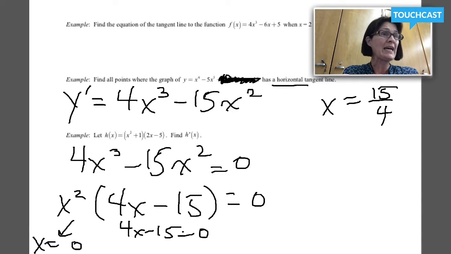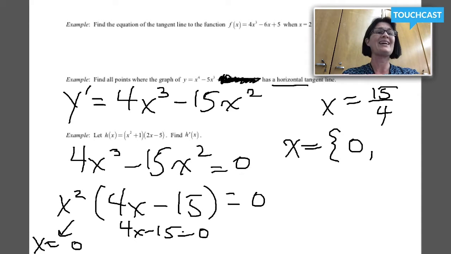If you show more steps when you solve that equation, that's fine. If you show fewer steps when you solve that equation, that's totally fine too. Just notice that we all have to come to a final understanding that there are two solutions to that equation. One is x equals 0, and one is x equals 15 over 4.